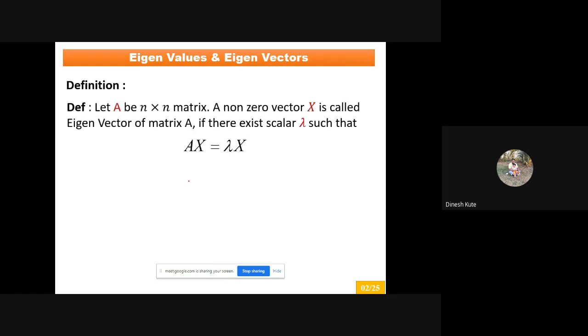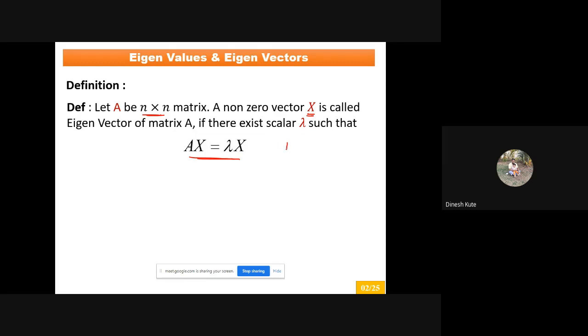As we know, this concept of eigenvalues and eigenvectors is only for a square matrix. So let A be any n by n square matrix. A non-zero vector x is called the eigenvector of matrix A if there exists a scalar lambda such that Ax is equal to lambda x. So this is the mathematical expression for the eigenvalues and eigenvector.